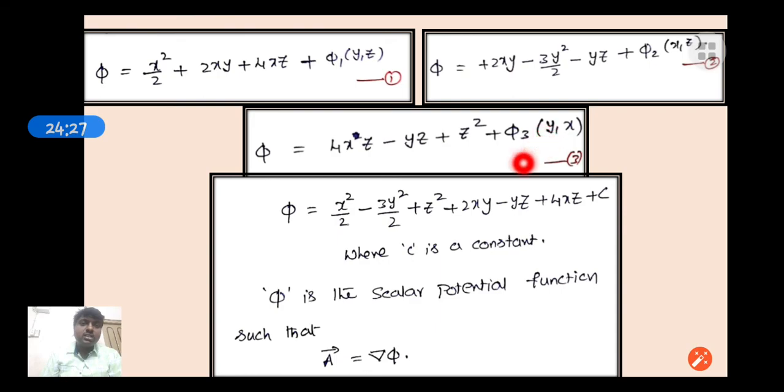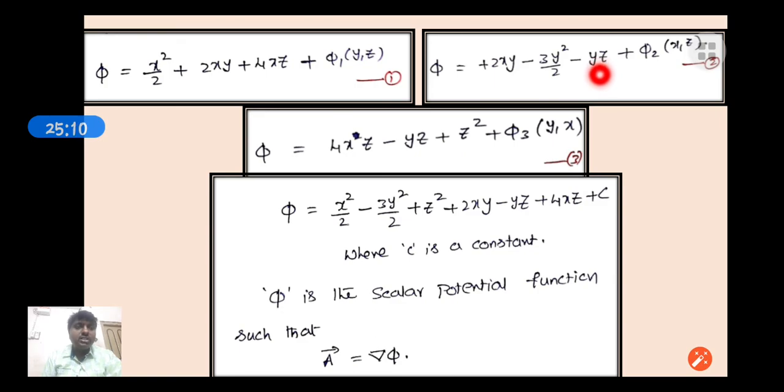From these three equations I am getting phi. You have to write the generalized equation of phi; repeated terms are not allowed. So x square by 2 is presented only one time, so I am writing x square by 2. Next, 2xy is there in the first equation and also in the second equation, so instead of 2 times, I am writing only 1 time 2xy. Next 4xz: it is in the first equation and the second time in the third equation. Instead of these 2 times, I am writing only 1 time 4xz.